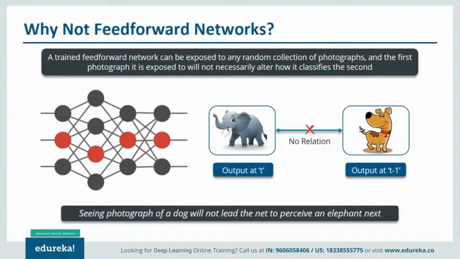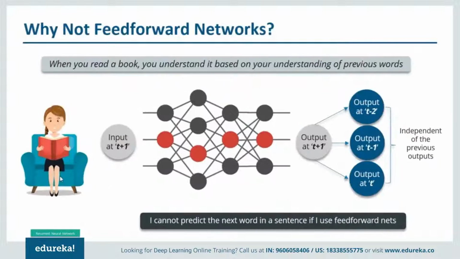Now there are a few scenarios where we actually need the previous output to get the new output. Let us discuss one such scenario. What happens when you read a book? You'll understand that book only on the basis of your understanding of the previous words. So if I use a feedforward network and try to predict the next word in a sentence, I can't do that. Why can't I do that? Because my output will actually depend on the previous outputs. But in the feedforward network, my new output is independent of the previous outputs. That is, the output at t plus 1 has no relation with the output at t minus 2, t minus 1 and t. So basically, we cannot use feedforward networks for predicting the next word in a sentence.